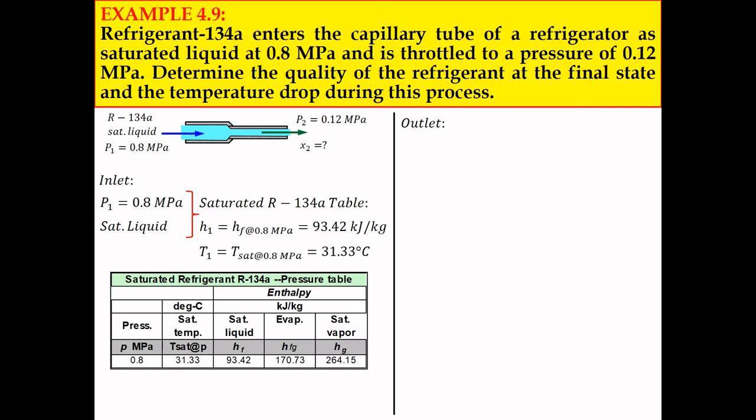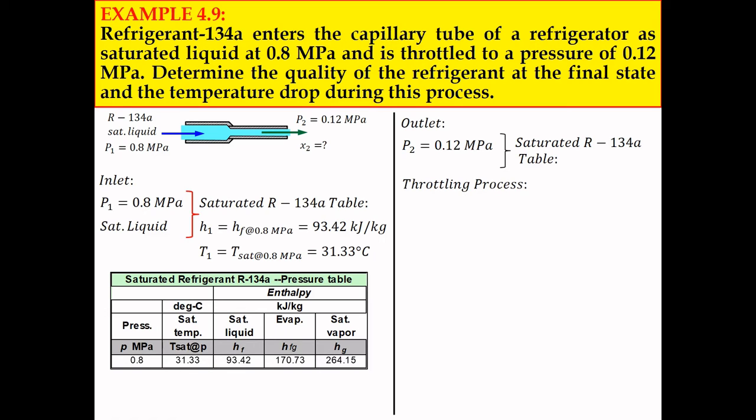At the outlet, or state number 2, which is also referred to as the final state, P2 equal to 0.12 megapascal, and we need to refer to the saturated R134A table to check the phase. However, we only have one data point, which is P2, so we need another data point in order to use the saturated R134A table to check the phase for state number 2.